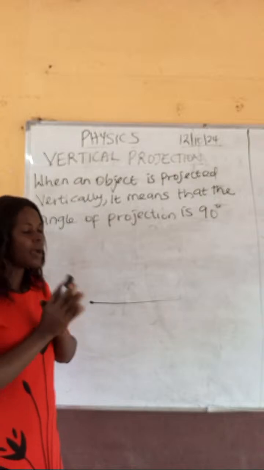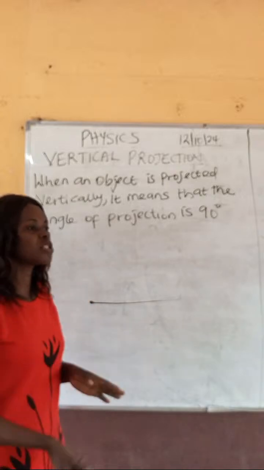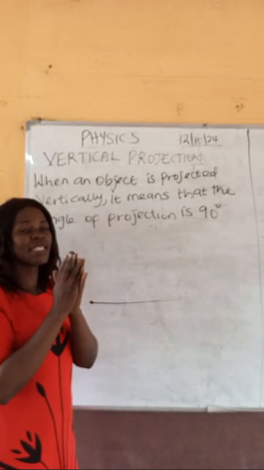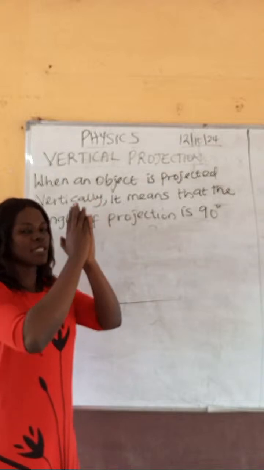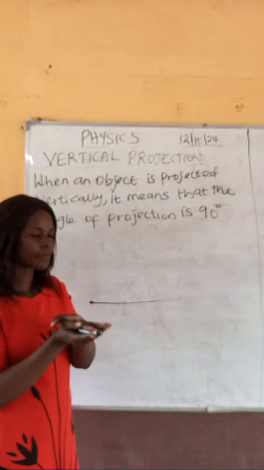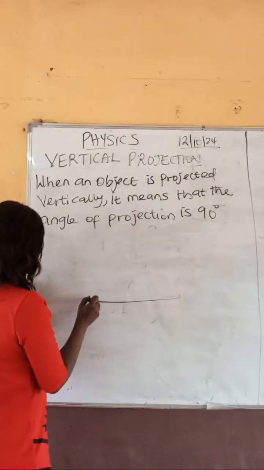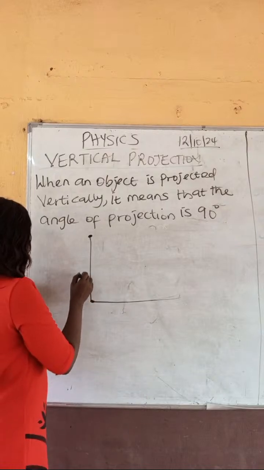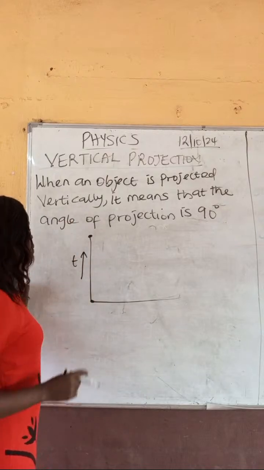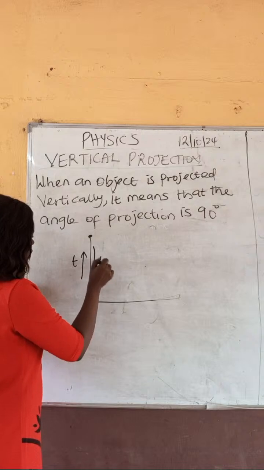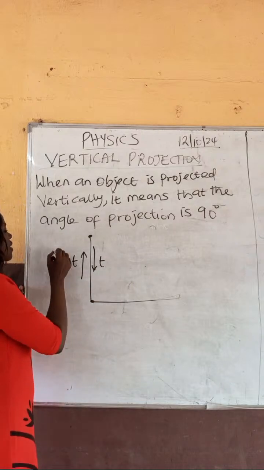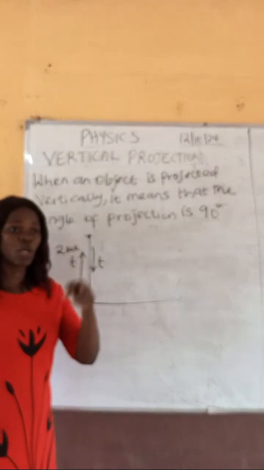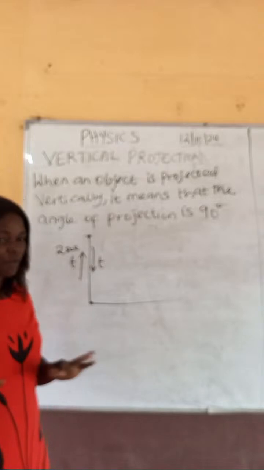So as the object is going up and coming down, I'm considering vertical projection. Hope you understand. I'm considering vertical projection because the object is going up and coming down. And if I throw this object up, it will reach a certain height and return to the same level from which it was projected. Now, the object goes this way. This is the highest point. The object went up and came down. Okay? So if it takes this object 2 seconds to get to this highest point, it's going to take it another 2 seconds to return to the what? To the ground.